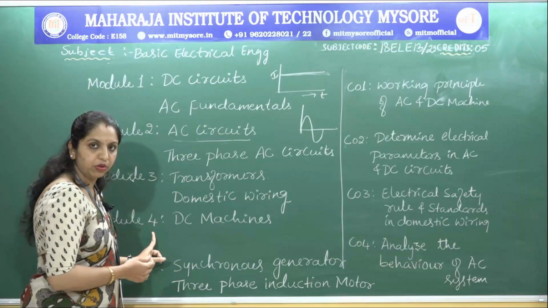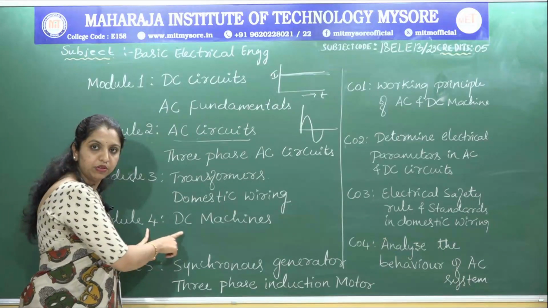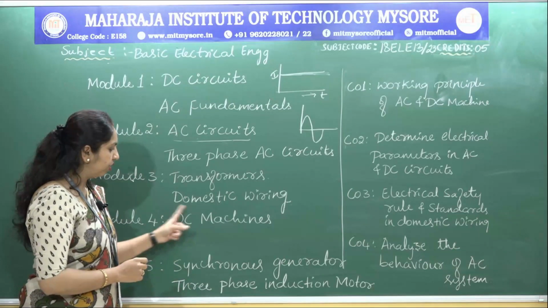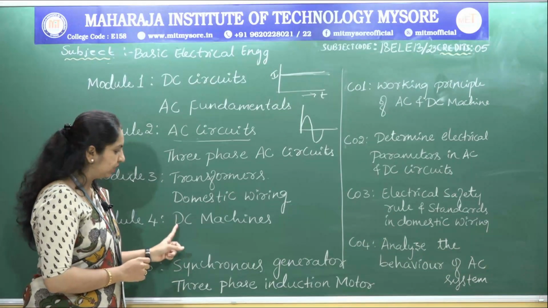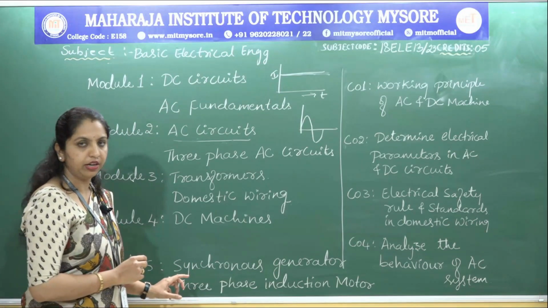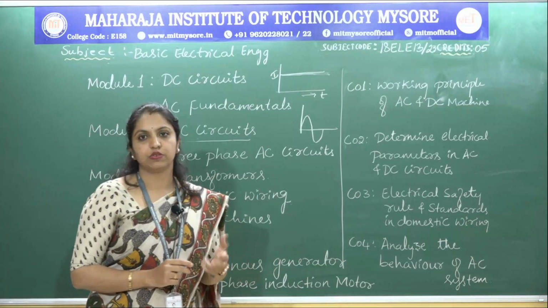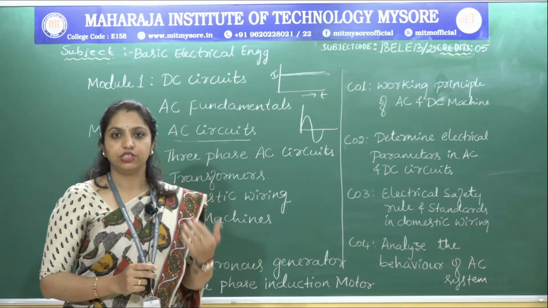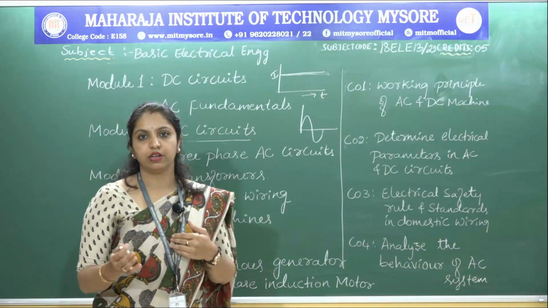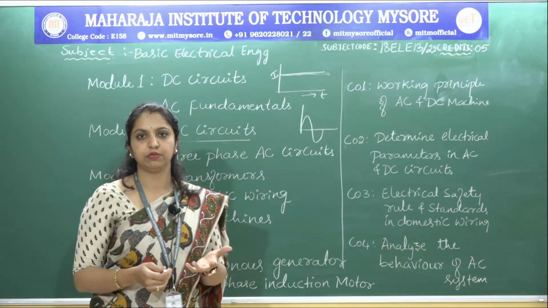Next, in the fourth module, you have DC machines, and the fifth module deals with AC machines. As I have already told you, DC stands for direct current and AC stands for alternating current. In the fourth module, you will be learning about DC machines, which consist of two topics again: one is the DC generator and another one is the DC motor. You find these in a dynamo, in automobiles.